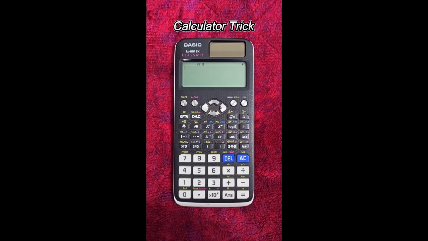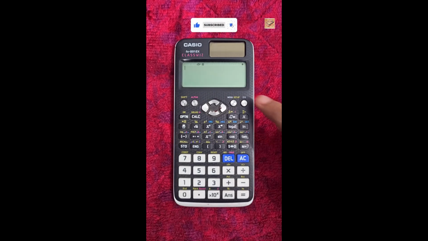This calculator trick will save your time. To solve an integration question from a calculator, all you need to do is press this button below the menu button. Now write the above equation as it is.